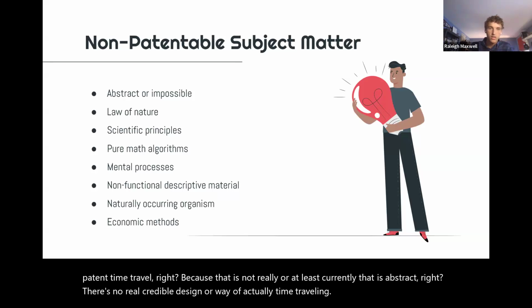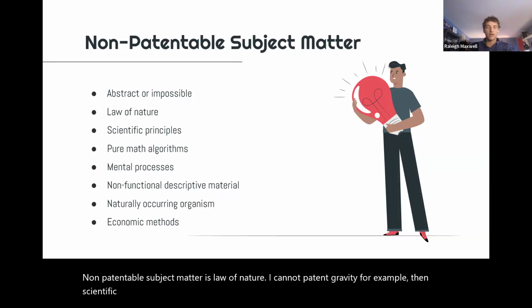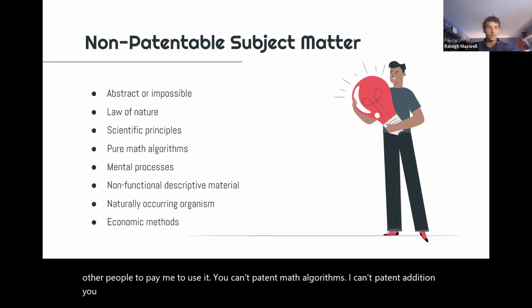The second non-patentable subject matter is law of nature. I cannot patent gravity, for example. Then scientific principles: I can't patent the second law of thermodynamics and then require other people to pay me to use it. You can't patent math algorithms. I can't patent addition. You can't patent mental processes, because that would be impossible to enforce.